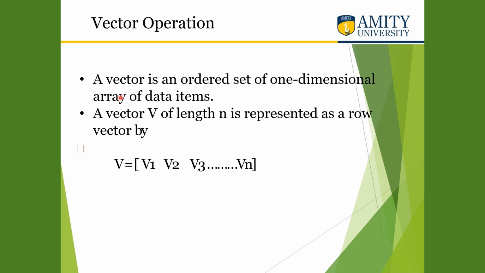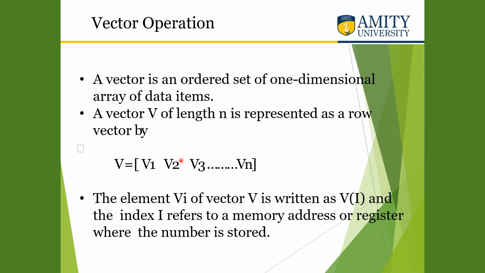Okay, so the definition of a vector is an ordered set, a 1D array, of data items. So if v is a vector of length n, then it is represented by v equals v1, v2, v3 all the way to vn. Fine. So if n is 100, it goes from v1 all the way to v100. The ith element of v is written as vi, and the index i refers to the memory address or the register where it has been stored. Fine. So v1 is written as v1, and the index 1 represents the memory address or the register, that means r1, where it is stored.